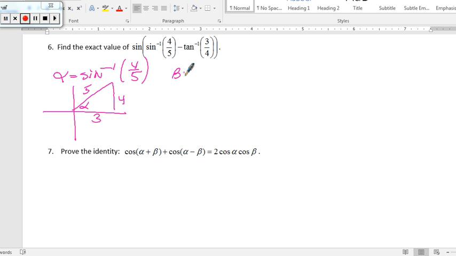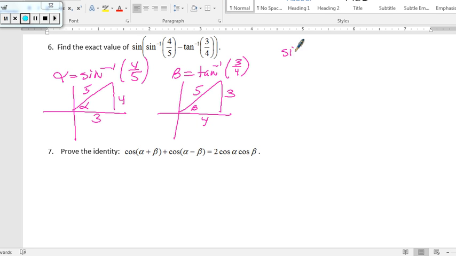I'm going to let beta equal the inverse tangent of 3 over 4. Since it's positive, it would have to come from quadrant number 1 as well. So there's our beta. Tangent is the opposite over the adjacent. Again, another Pythagorean triple here. So I'm really looking to find the sine of alpha minus beta.